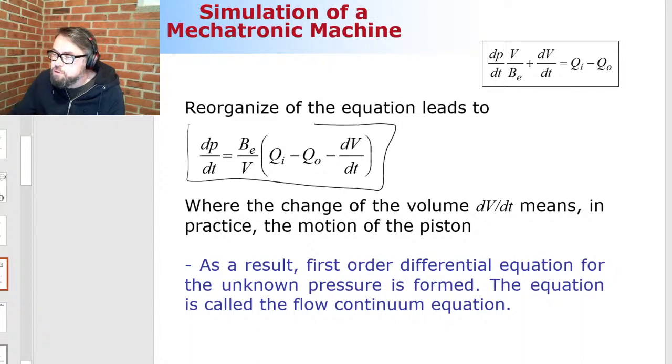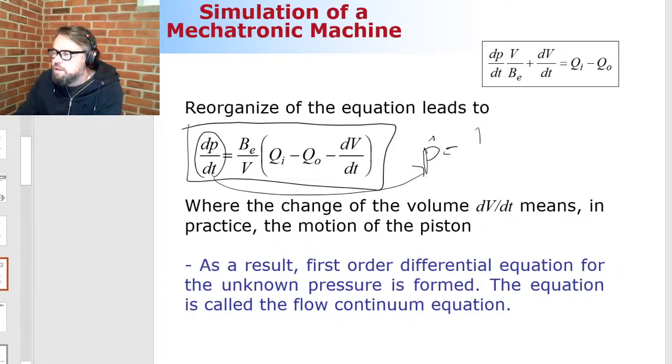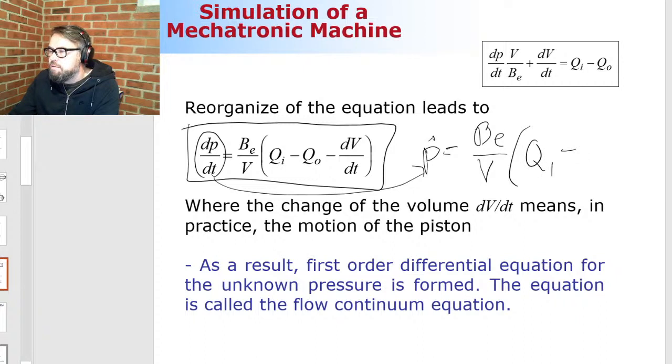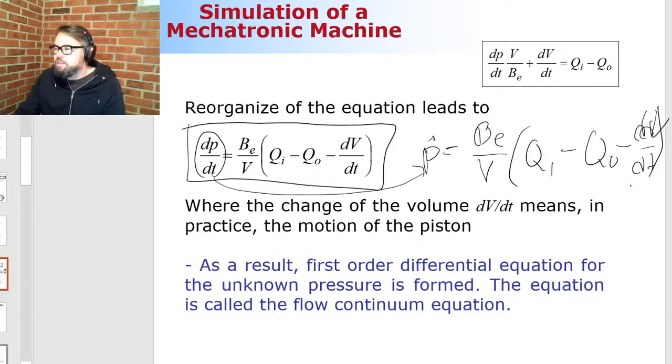Now I'm going to get the first order differential equation, which can be written as P dot. P dot is equal to the effective bulk modulus, remember, the one that is affecting the flexibility, divided by volume size, times flow rate in minus flow rate out, and then there is this term that is a function of volume change. That's it. This means that when there is a piston moving back and forth, that is the one changing the volume size. Otherwise, the volume is not really changing at all.